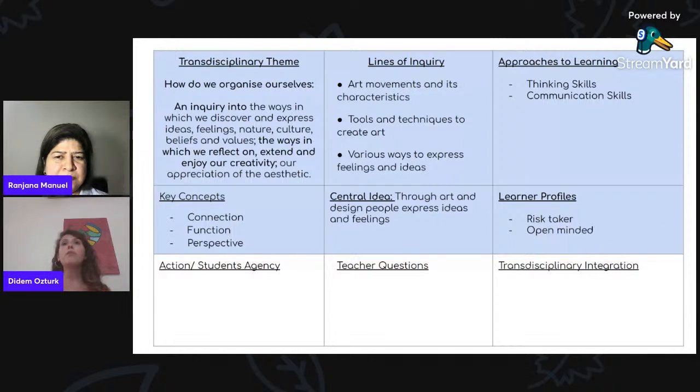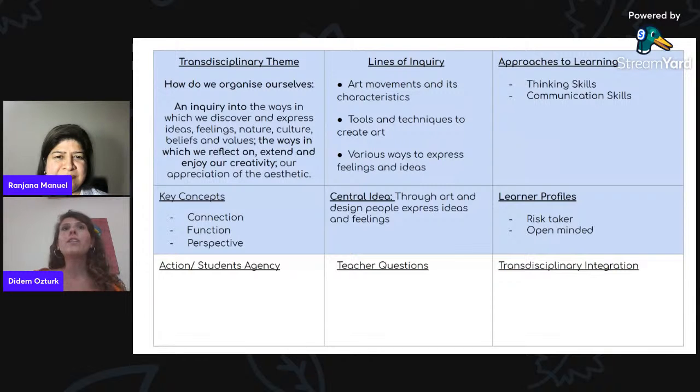Now I will give you one example, and I want us to start thinking about the integrated subjects in this unit. The central idea I picked, and I'm so happy that we have so many art teachers here, is: through art and design, people express ideas and feelings. This is the central idea. And of course, the transdisciplinary theme is how we organize ourselves, and the highlighted part of the description is the ways in which we reflect on, extend, and enjoy our creativity.